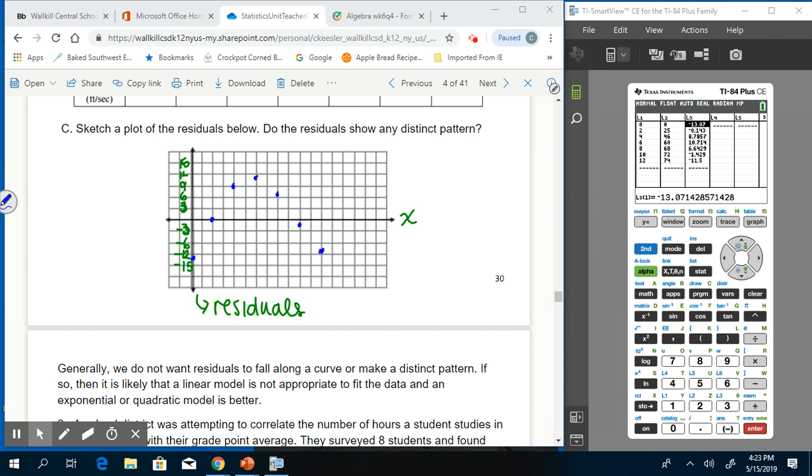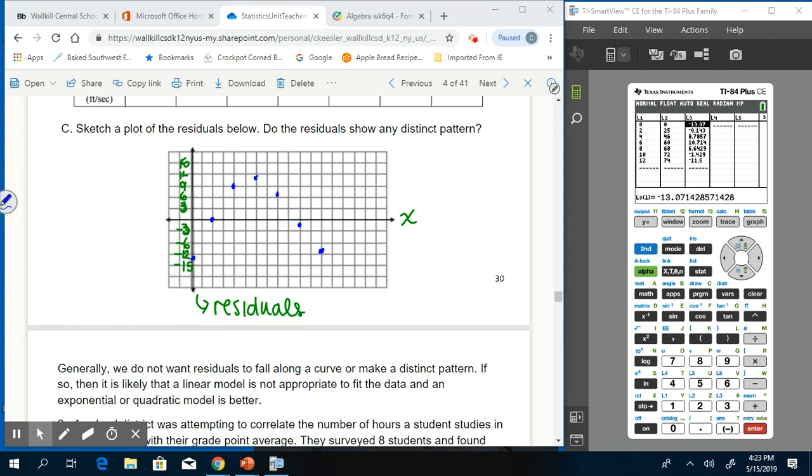So above it says sketch the plot of the residuals below. Do the residuals show any distinct pattern? And yes, this definitely does have a pattern. Okay, it goes up and down. The points are not scattered above and below the x-axis. So on the next page, we're going to see that that means something.